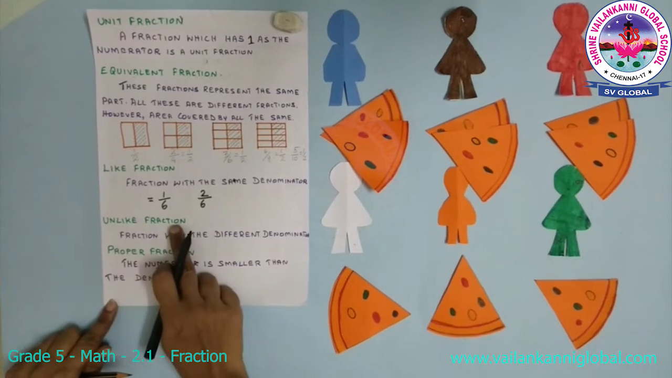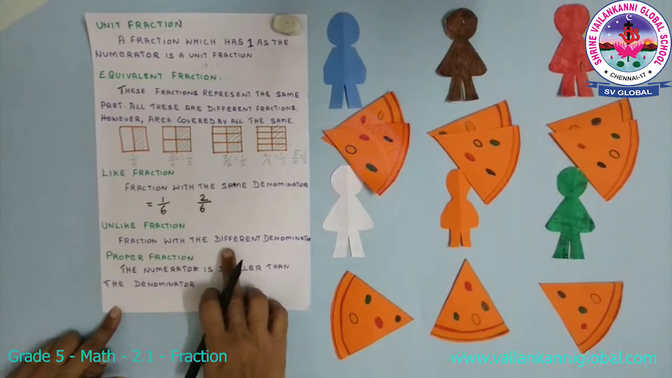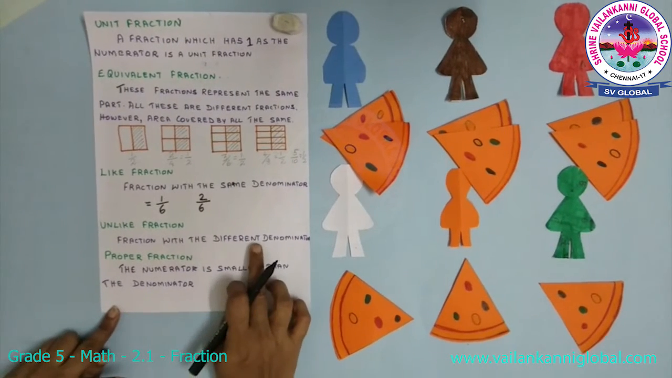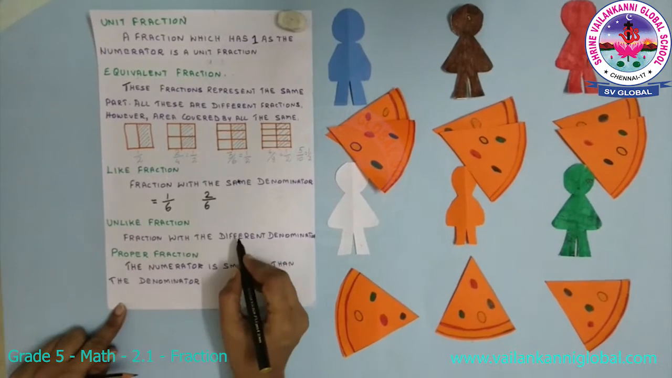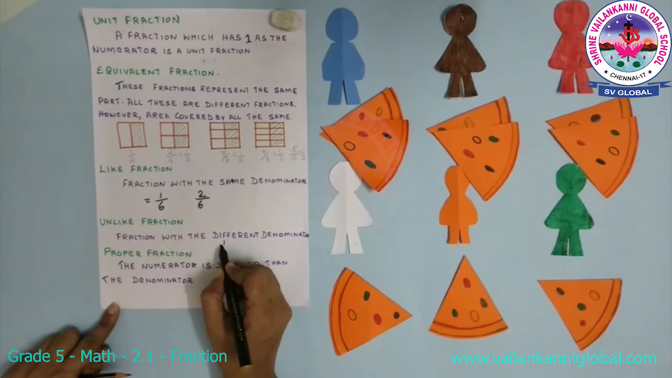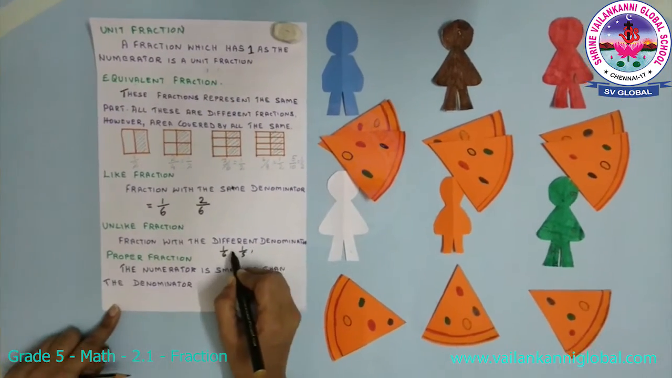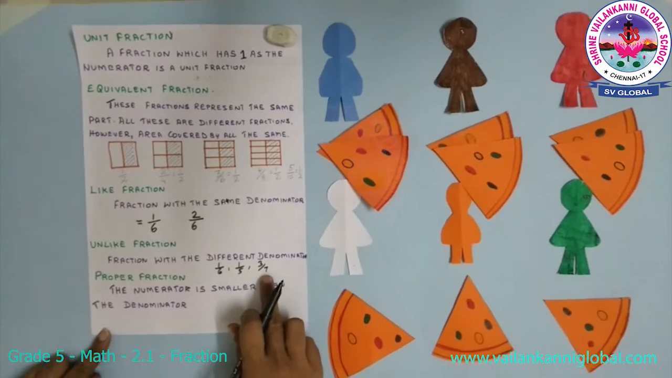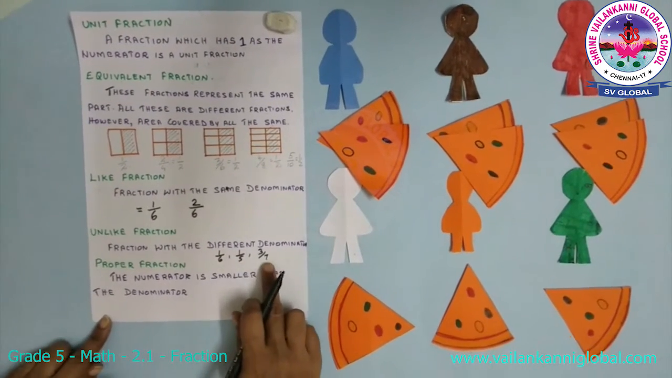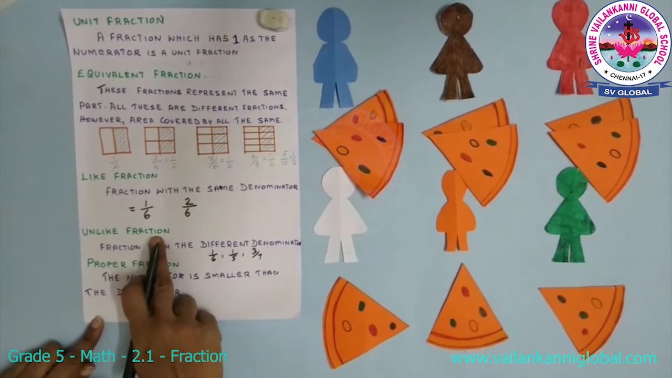Then what is an unlike fraction? If the denominators are not the same, if they are different, then that kind of fraction is called an unlike fraction. For example, 1 by 6, 1 by 5, 3 by 7. Here the denominators are different, so these kinds of fractions are called unlike fractions.